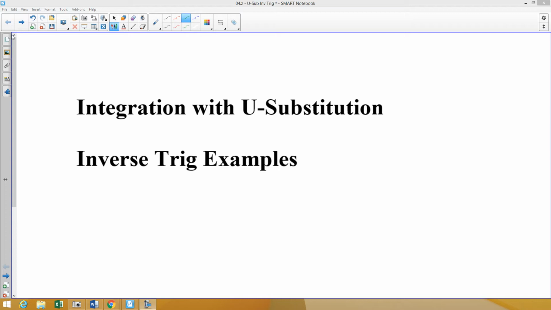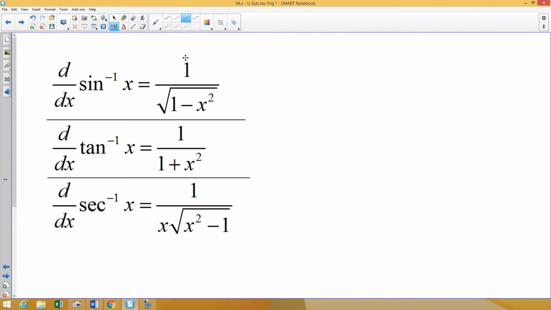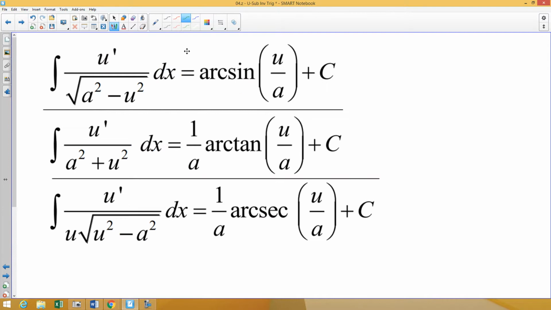All right, let's look at some u-substitution integration with inverse trig. And working these problems, we are working under the assumption that you know your inverse trig derivatives. If not, you have 2 seconds to write those down and have those off to the side so you can study them. 1, 2. Okay, moving on.